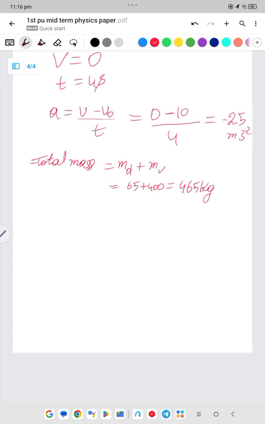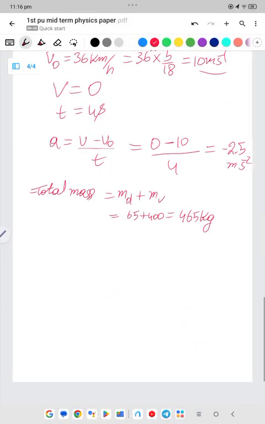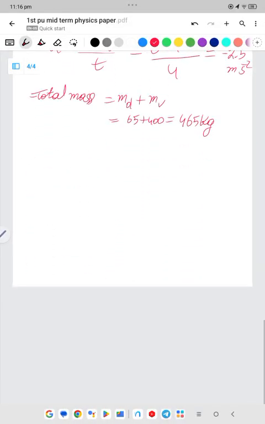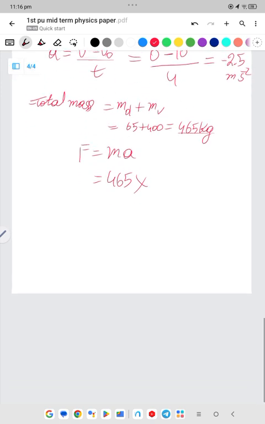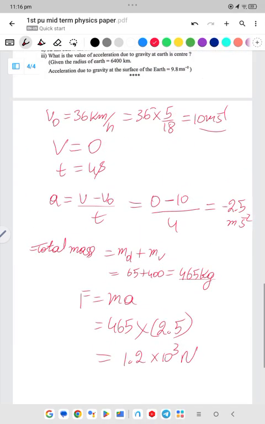Now what we need to find out is the force, that is the average retarding force. We know that F is equal to ma. We know the value of m, that is 465, and acceleration is minus 2.5. I can take it as magnitude, which is 2.5. Calculating this, I will get around 1.2 into 10 to the power 3 Newton. Okay, next one.